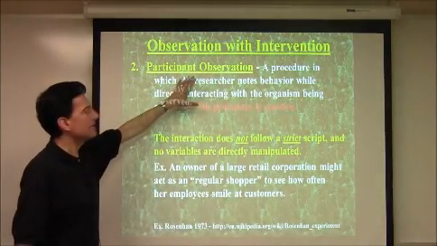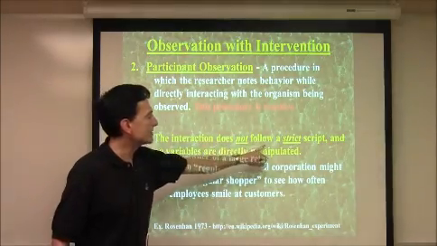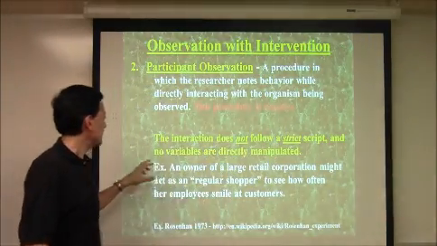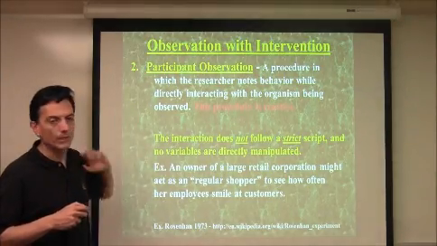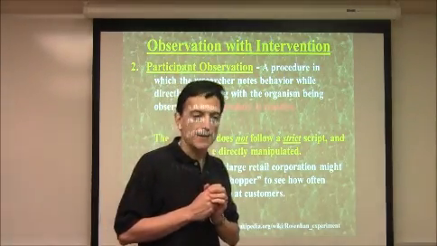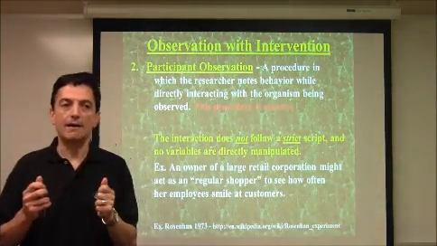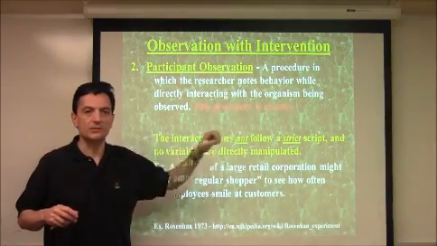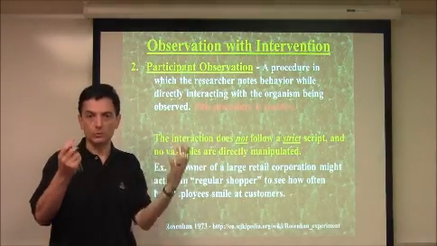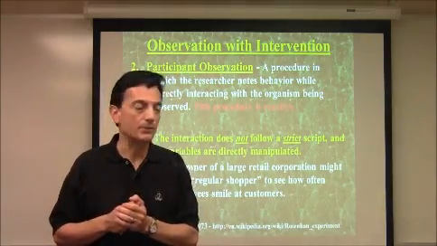Okay, so now we have some level of interaction that goes on here. The interaction does not follow a strict script, and no variables are directly manipulated. So this is still said to be a purely observational kind of study. There is no independent variable here that would have at least two levels. We have none of that, and we're also not following a strict script. We might have a general rule about how we might want to behave, but nothing spelled out in particular.